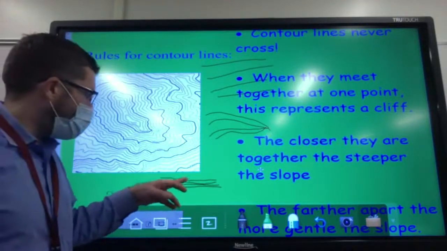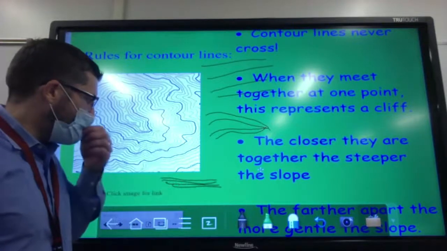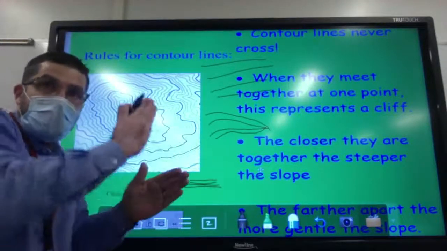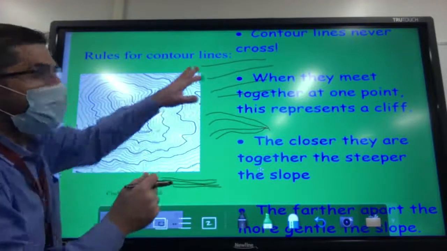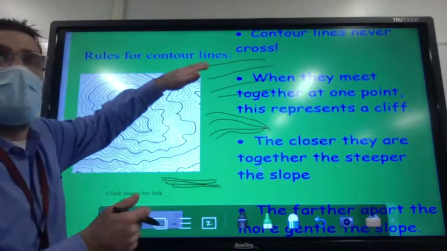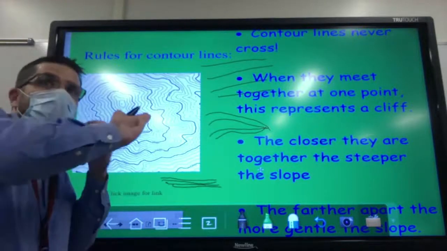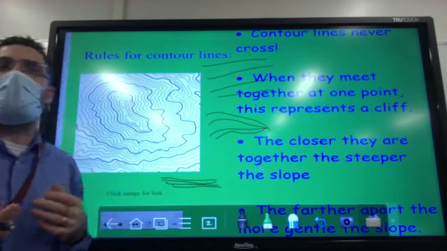20, 40, 60, 80. I have 80 feet of elevation here in a short distance. That indicates a steep cliff. The further apart they are, I have 80 feet here, but it's at a further distance. So that is a more gradual slope. That's what I was talking about yesterday.